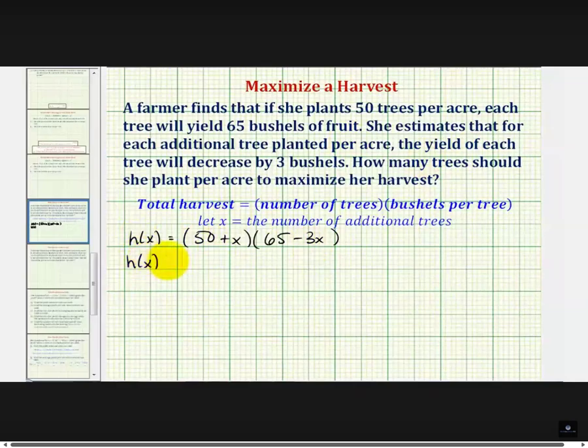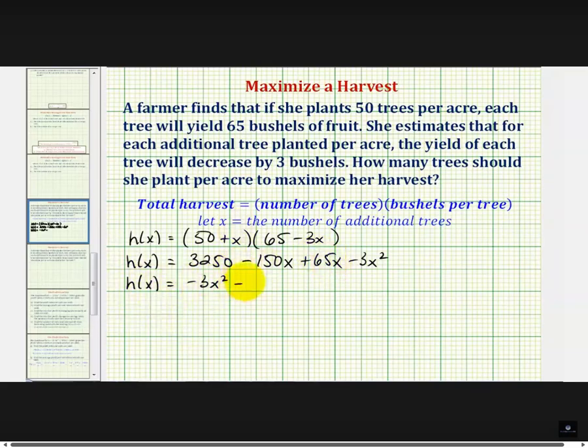H of x is equal to 50 times 65, that's 3,250. And then minus 50 times 3x, that's minus 150x, plus 65x, minus 3x squared. Let's go ahead and combine like terms and write the terms in descending order. We'd have h of x equals negative 3x squared. Combine the x terms would give us minus 85x, and then plus 3,250. So our goal here is to maximize this function.